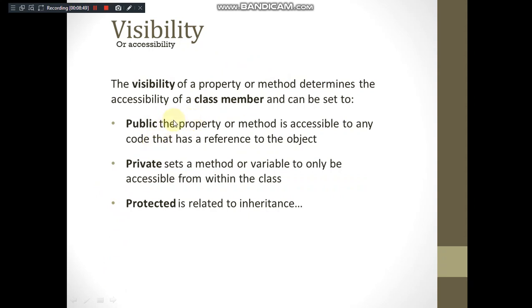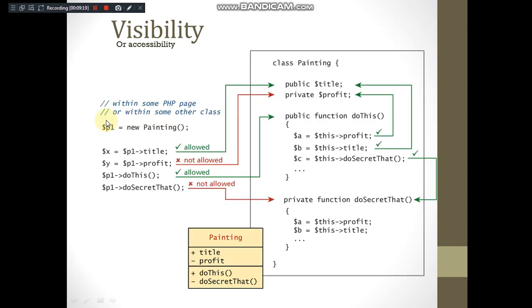Visibility also has public, private and protected. A public property or method is accessible to any code that has a reference to the object. Private sets a method or variable to be accessible only from within the class. Protected is related to inheritance, right? It is accessible only by the class and its derived classes, but not by consistently derived classes. This is true in the case of PHP also. This explains where it is allowed and where it is not allowed. So you know about public and private, and this is shown here very well.